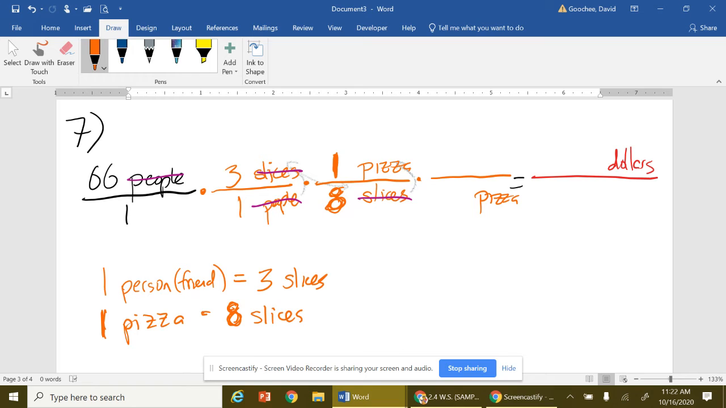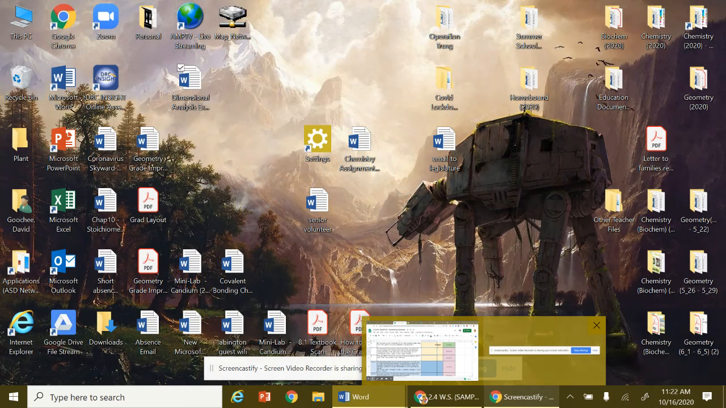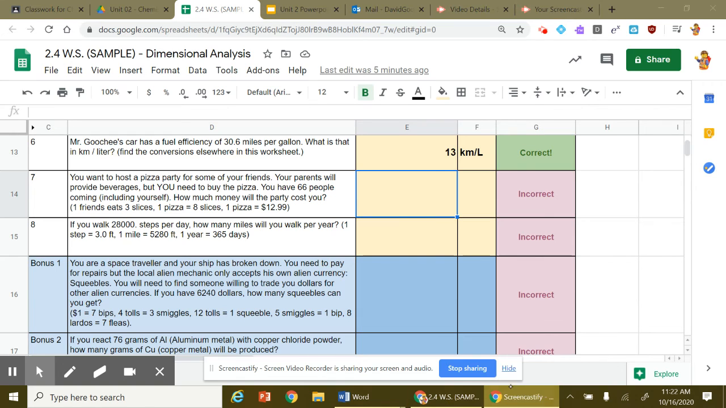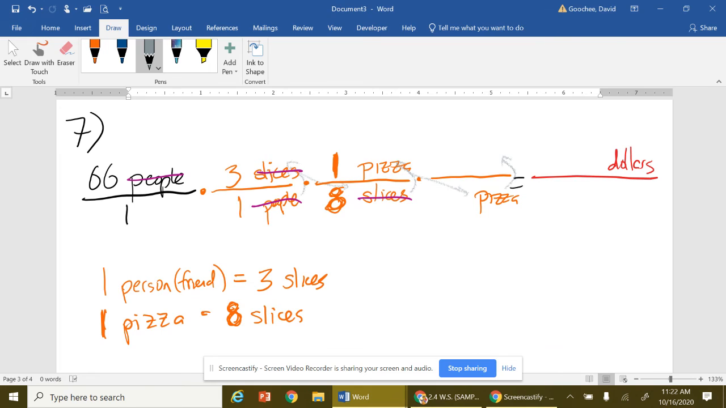Okay. We got to get out of pizza. Now, what can we convert from pizza into? We can convert from pizza into money. It tells you here that one pizza is $12.99. Okay, one pizza is $12.99. So we can get out of pizza into dollars.